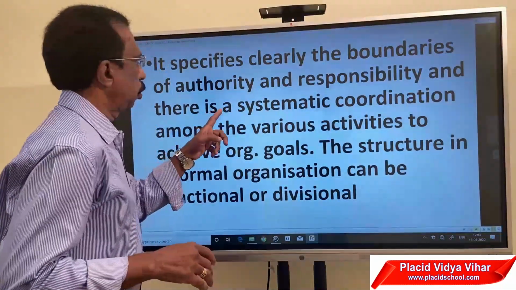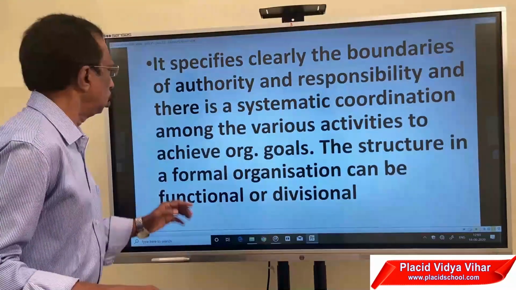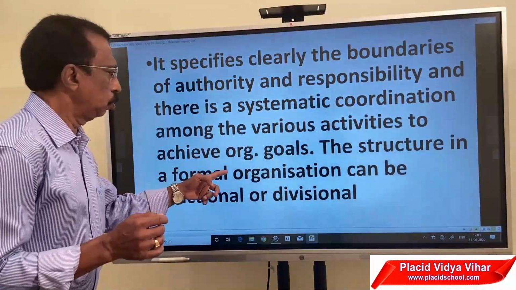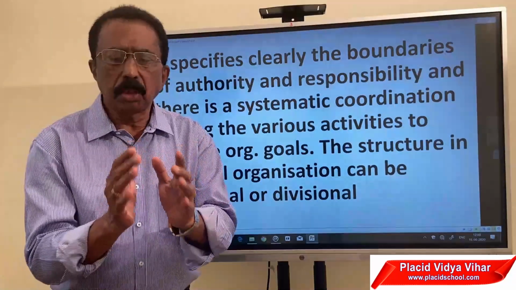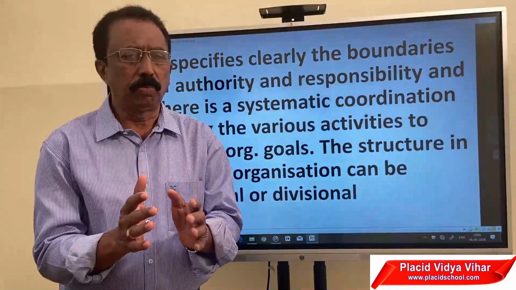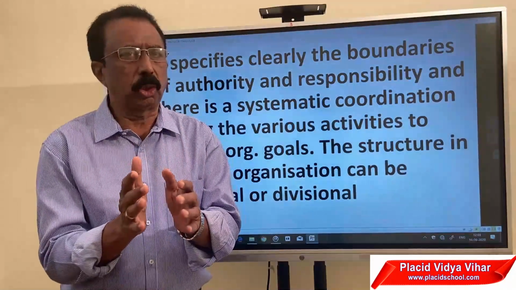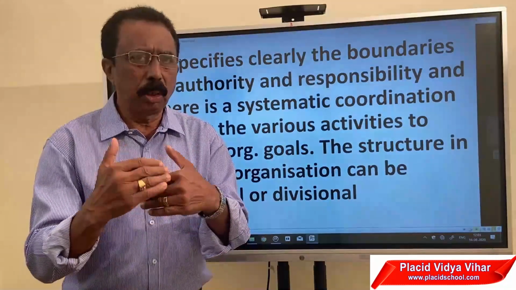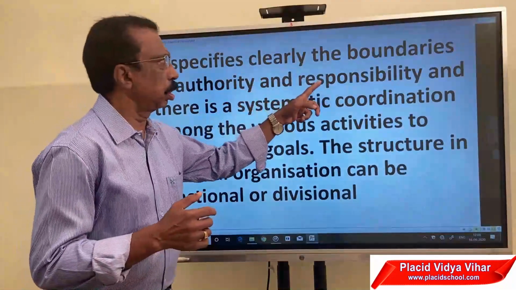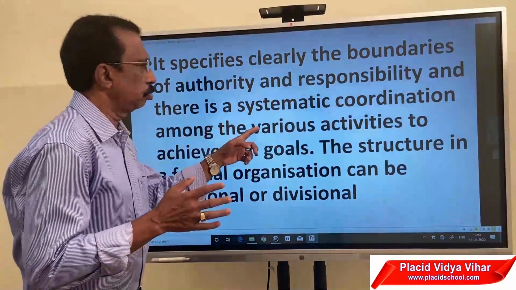So the formal organization specifies clearly the boundaries of authority and responsibility, and there is a systematic coordination among the various activities to achieve the organizational goal. As I told you, the formal organization has a definite goal to be achieved. If the goal has to be achieved, everybody must be clear what the goal is, and what the relationship is between different people working in an organization. It specifies clearly the boundaries of authority and responsibility of each person.